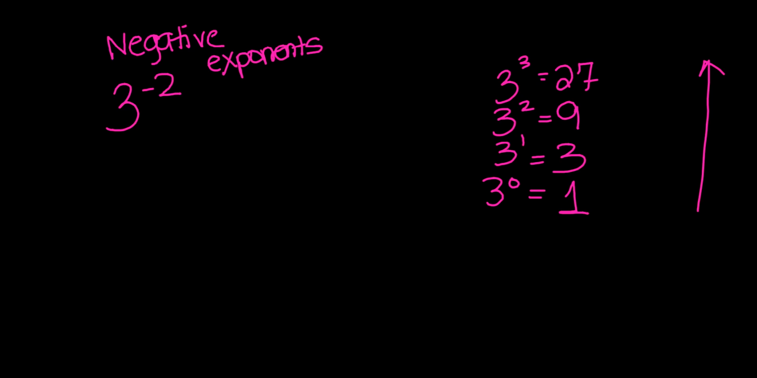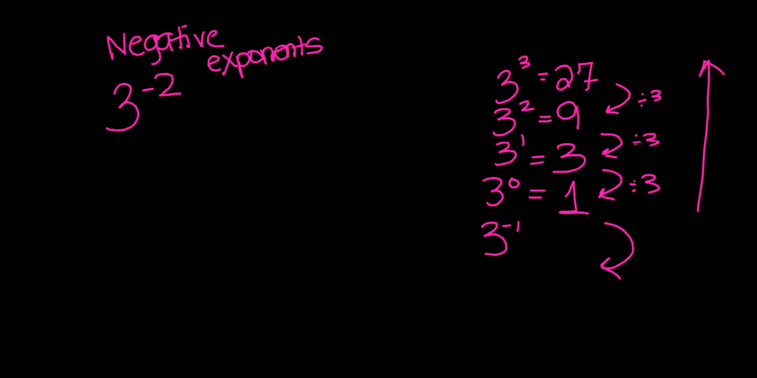Multiply by 3, multiply by 3, multiply by 3. To go backwards in this pattern, we have to do the opposite of multiply by 3, which is divide by 3. Divide by 3, and divide by 3. So I want to keep going in this pattern. And the next exponent I'll get to in this pattern is negative 1.